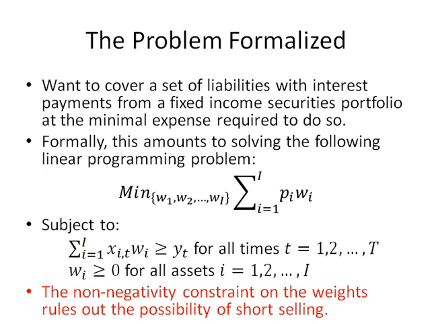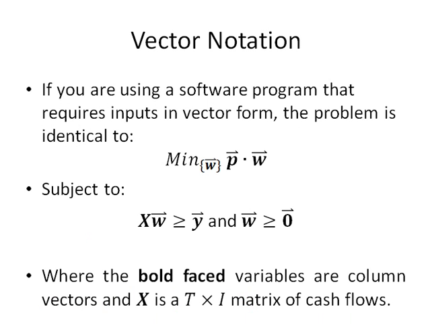Sometimes you might deal with software programs that make you input the problem parameters as vectors, but we can handle that very easily here. It's the same exact minimization problem of minimizing the dot product of the price of each asset by its weight, by the amount of the asset that we're going to hold, subject to, again, these two constraints.